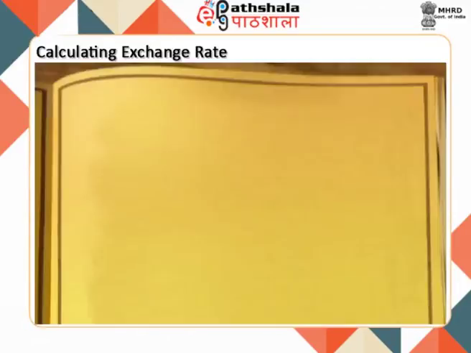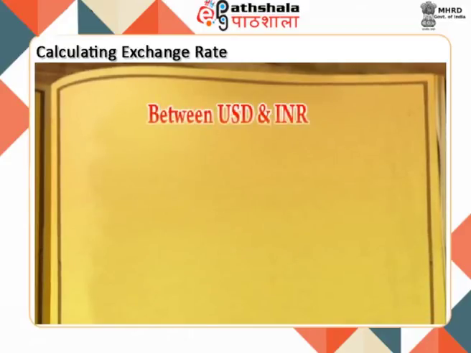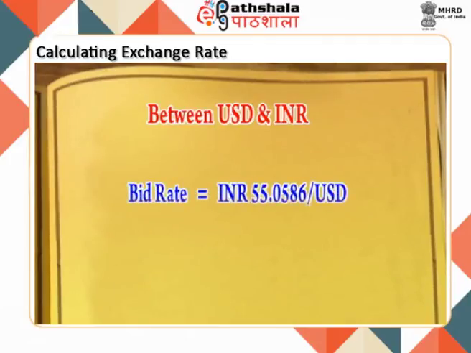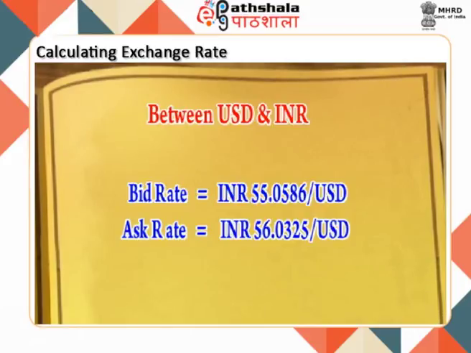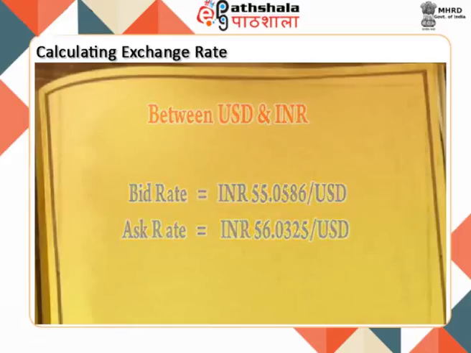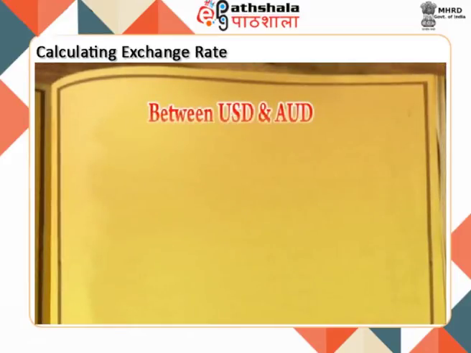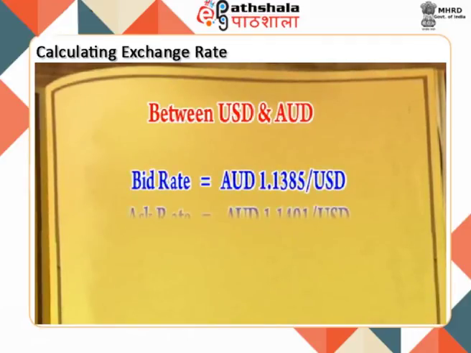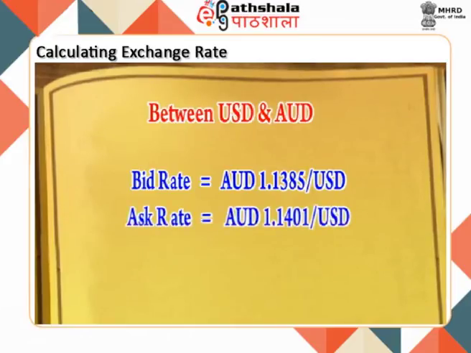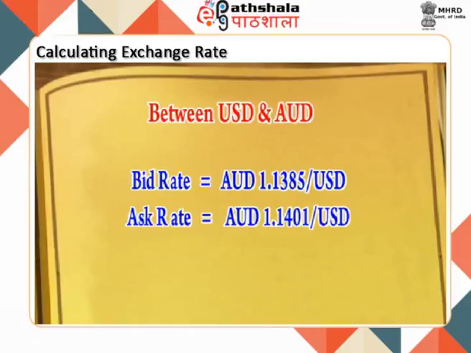A newspaper quotes the following exchange rates. Exchange rate between USD and rupee at rupees 55.0586 per dollar as bid rate and rupees 56.0325 per dollar as ask rate. Exchange rate between USD and Australian dollar as AUD 1.1385 per dollar as bid rate and AUD 1.1401 per USD as ask rate.